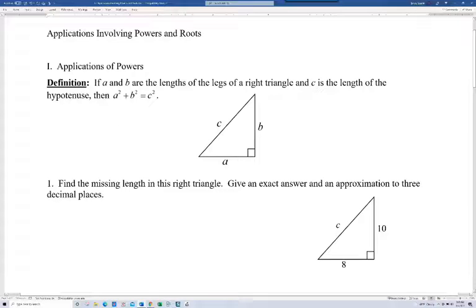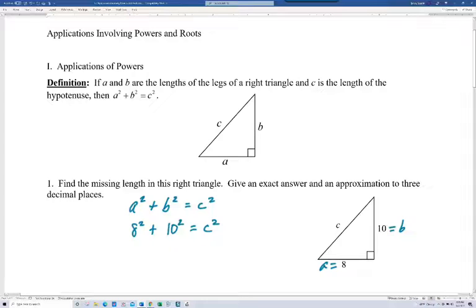So in this problem, again, Pythagorean theorem is a squared plus b squared equals c squared. You can see that we don't have c, but we do have the 2 legs. Let's call the 8 a and b the 10. And you can see it doesn't really matter if we change the order of these 2 terms. We know we can add in any order. So it really doesn't matter which leg you call a and which one you call b. So let's go ahead and plug these numbers in. We get 8 squared plus 10 squared equals c squared.